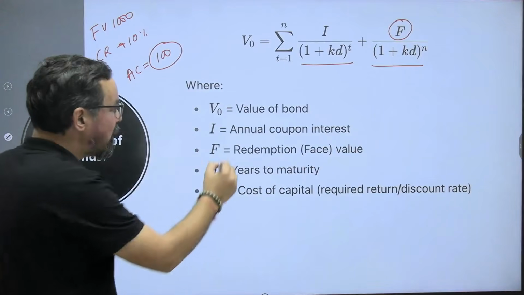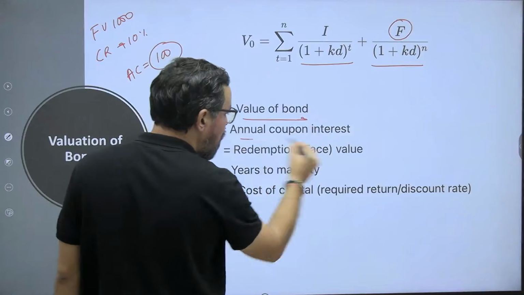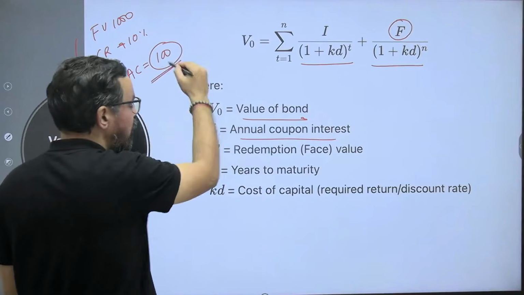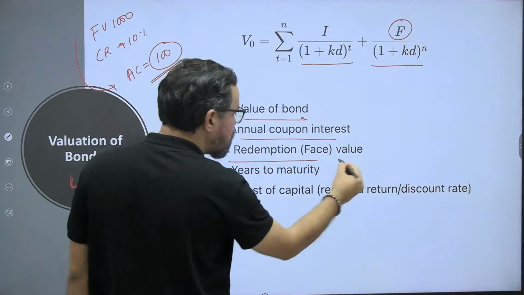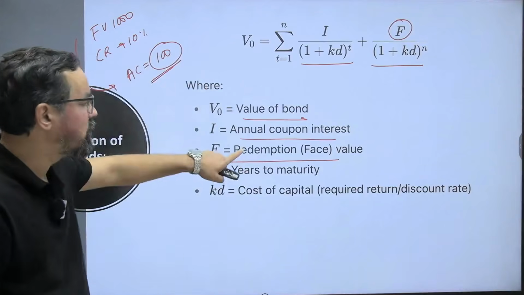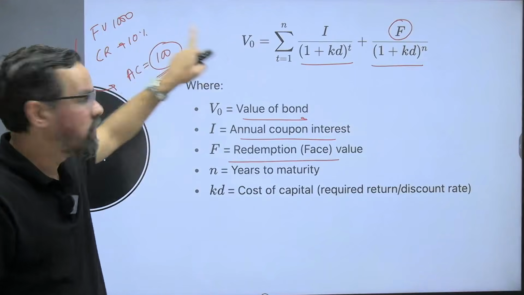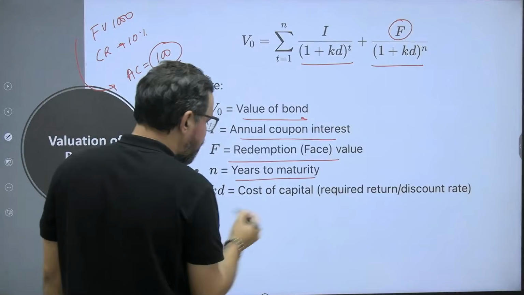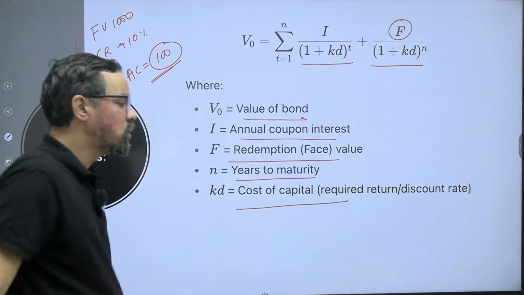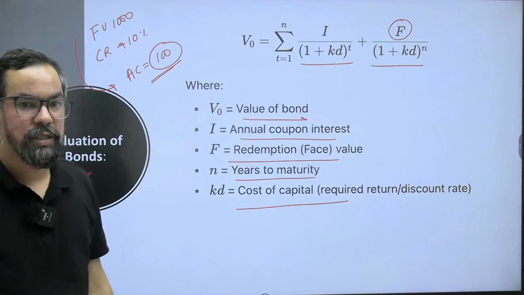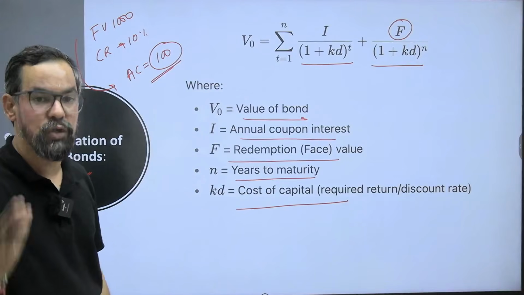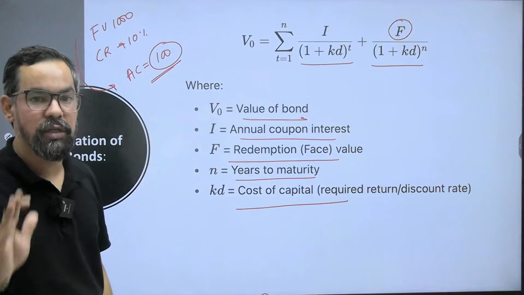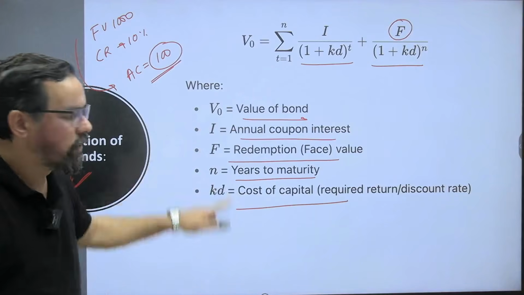So the value of a bond is equal to the annual interest coupon. In this case, the annual interest coupon is how much? 100 rupees. Redemption is the face value. Face value is how much? 1,000. Face value is 1,000. Then we have the number of years, and we have the cost of capital. So that is on a discounted basis, like how we are discounting the future values. A number will be given, like let's say it is 8%, 9%, 12% and so on. That will be the case here.